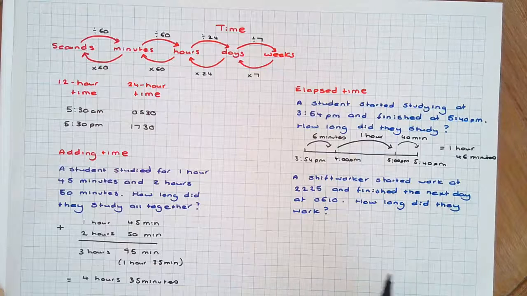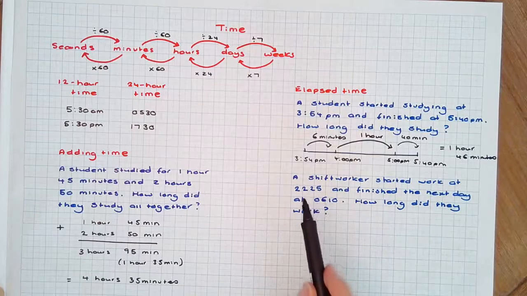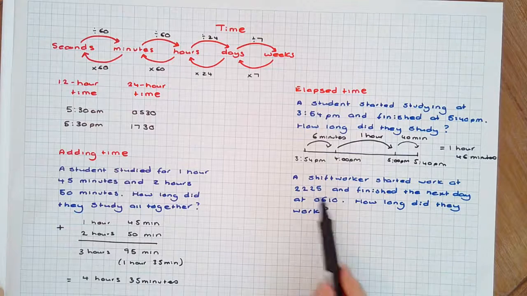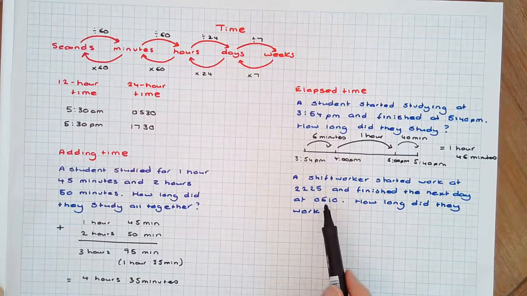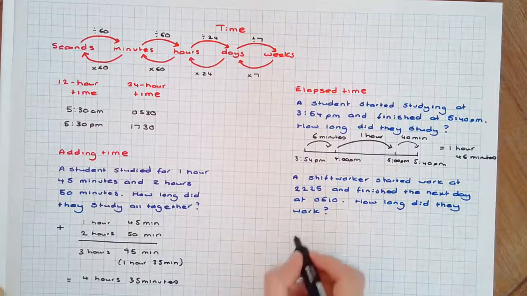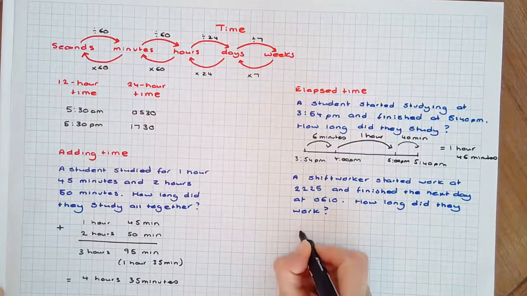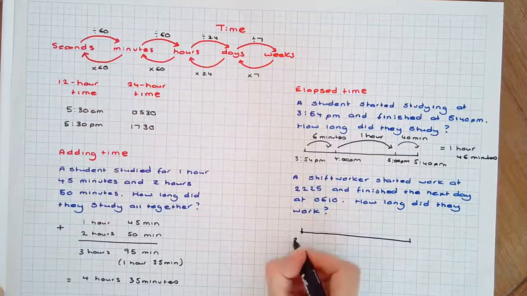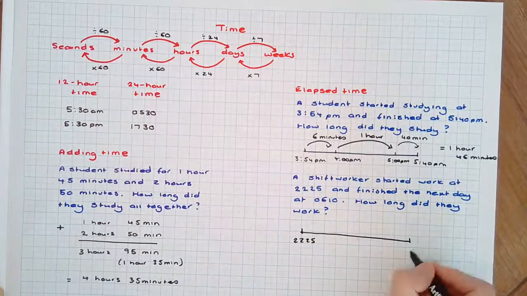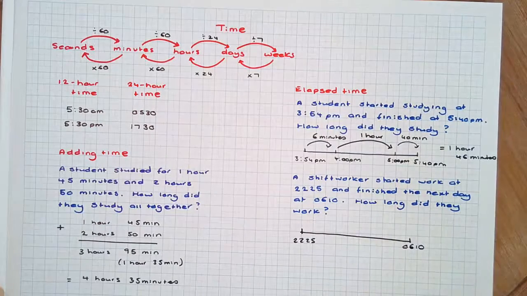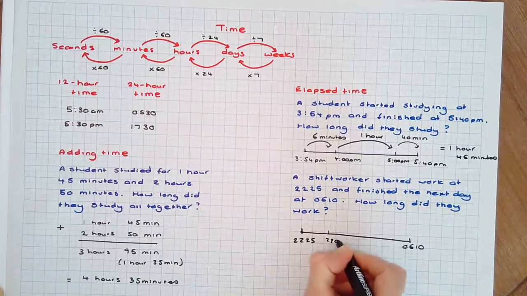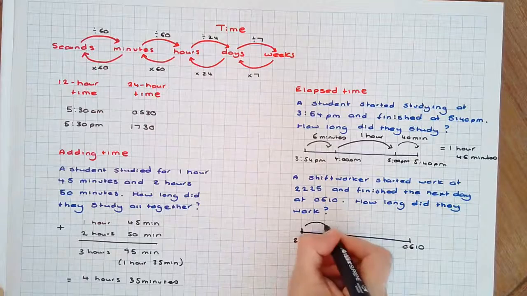I'll do another example. The shift worker started work at 22:25, we're now using 24-hour time, and finished the next day at 06:10. How long did they work? Again, we'll draw a number line, that's not to scale, starting at 22:25 and finishing at 06:10. Building up to the nearest hour, which will be 2300, we have 35 minutes.